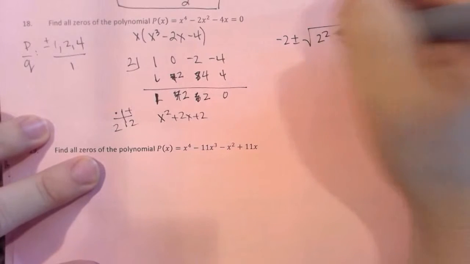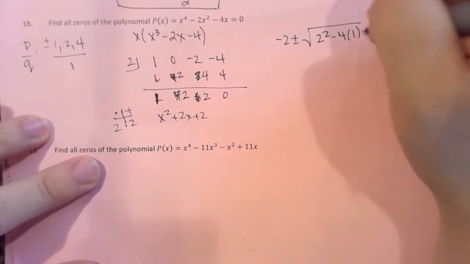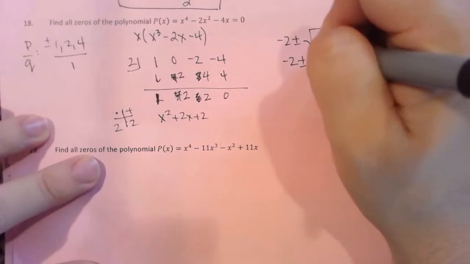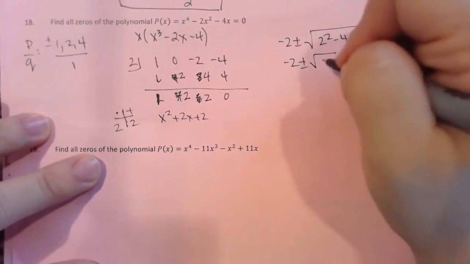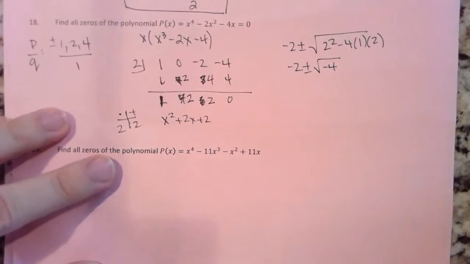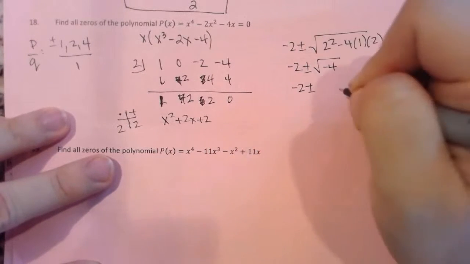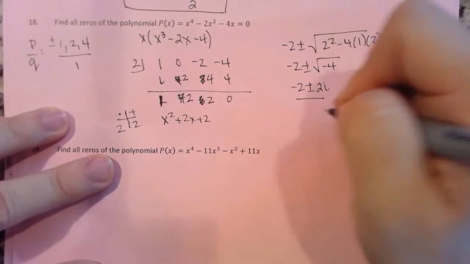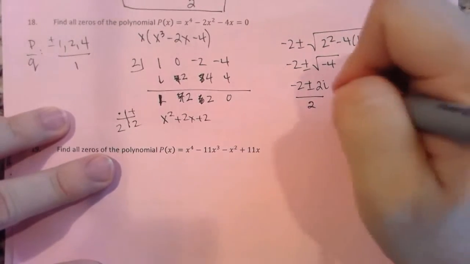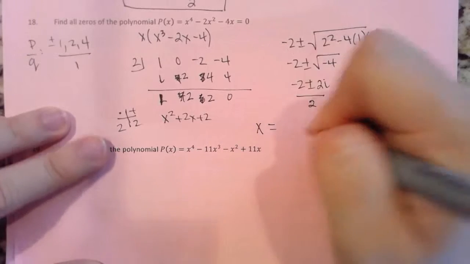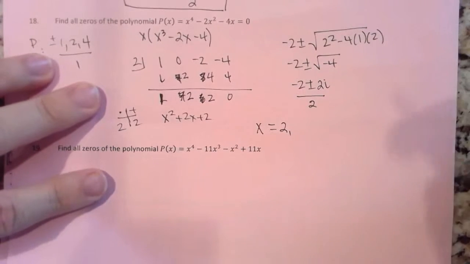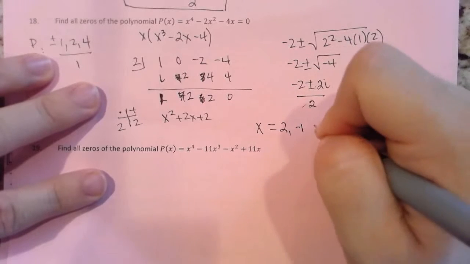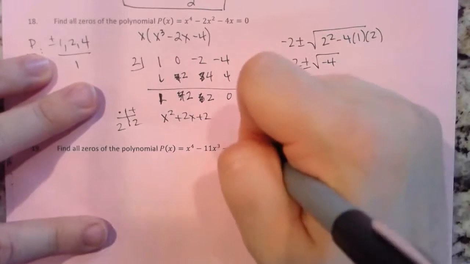Negative b plus or minus the square root of b squared minus 4 times a times c. Negative 2 plus or minus the square root of 4 minus 8 would be a negative 4. Negative 2 plus or minus 2i, is that okay? All over 2a. So final answer, from the synthetic division, x equals 2. From my quadratic formula, let's get some canceling happening. Negative 1 plus or minus i.